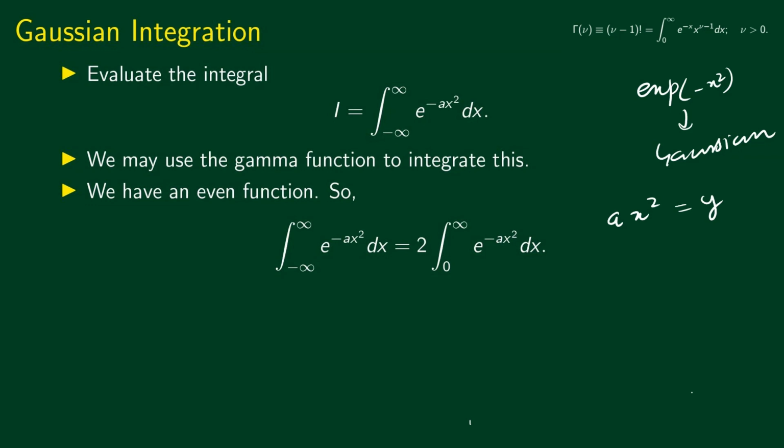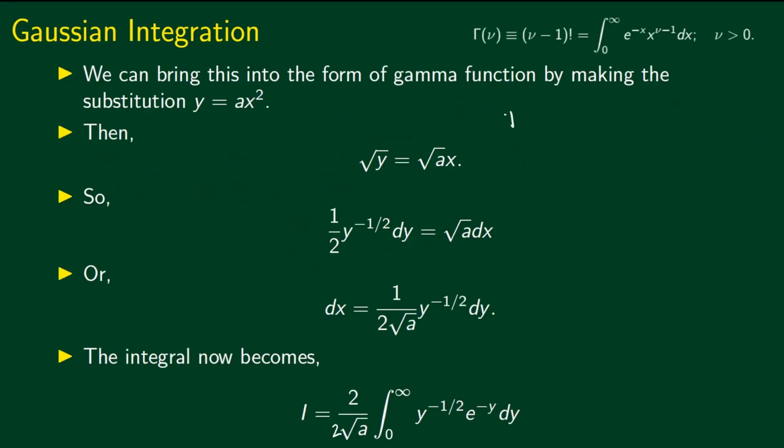Okay, let's see how we can do this. The integral that we need to solve is I equal to twice integral 0 to infinity e raised to minus ax square dx. Now we make the substitution y equal to ax square. If we take the square root on both sides, we see that square root of y is equal to square root of a multiplied by x. Now we take the derivative on both sides, and we get half y raised to minus half dy equal to square root of a multiplied by dx. So from here we can substitute for dx. dx is equal to 1 divided by 2 square root of a, y raised to minus half dy.